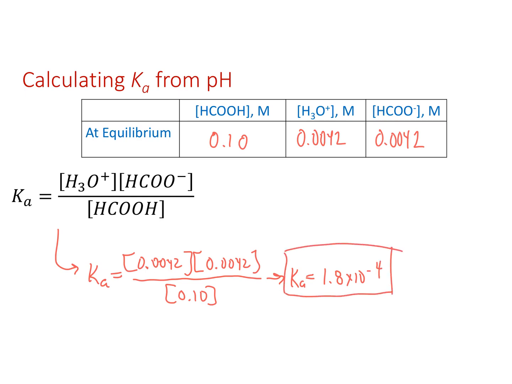That value is much less than 1, so that means this is not a strong acid. It only partially ionizes in solution. And that's what we see. I've got 0.1 molar in solution. I only have 0.0042 molar that actually ionized into that solution. So a calculation you should be able to do is go from pH to Ka for an acid or for a base.